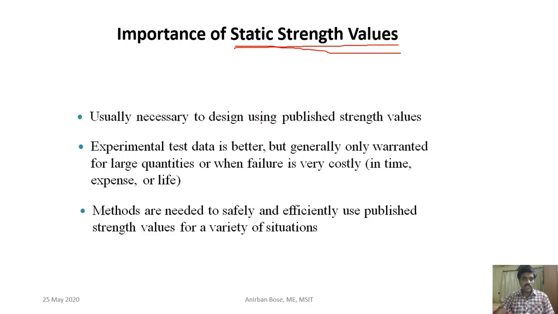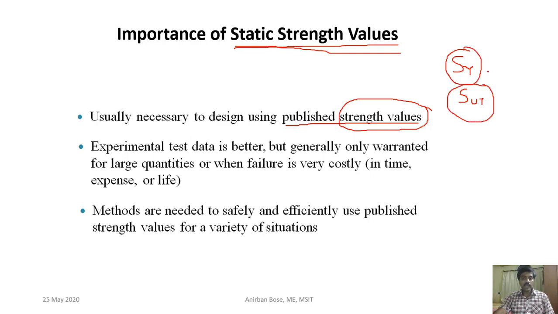It is usually necessary to design using published strength values. These strength values are published in the material handbook, and using these values, that means the yield strength of the material symbolized by Sy, or the ultimate strength of the material symbolized by Sut. So these are strength values we get from the tensile test of the material, and those are published for all the materials. And these are very important.